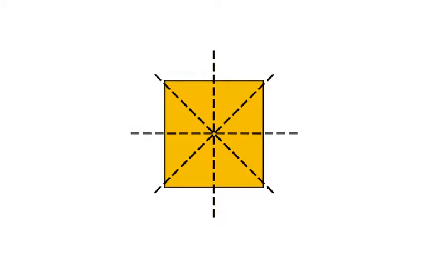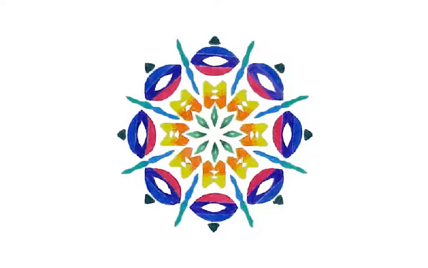Look at this square. It has many lines of symmetry. All of the dotted lines represent the ways that each part of the square can be a perfect reflection with another part. This has many lines of symmetry. Identify all the lines of symmetry in this figure.